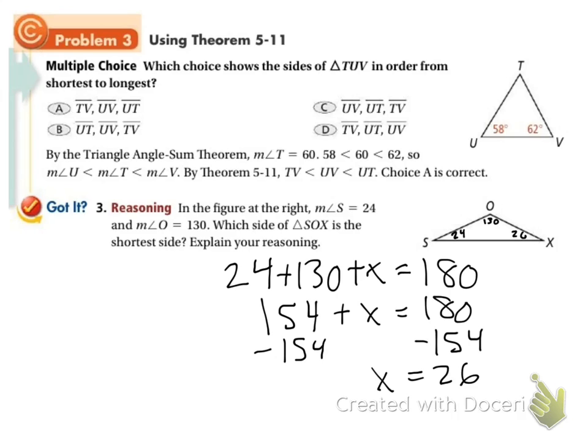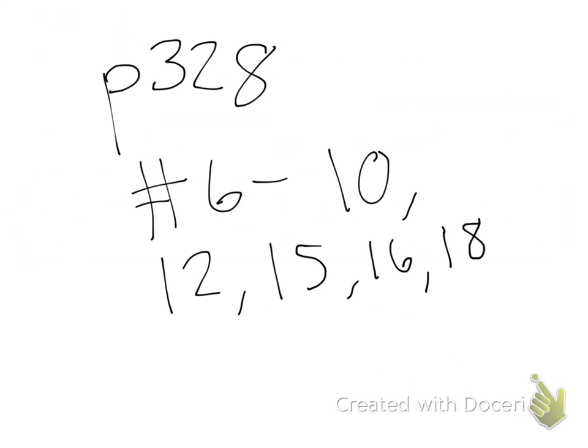So 26. So then my smallest angle is 24, angle S. So the smallest side must be OX. And my biggest angle is angle O, 130. So this must be my biggest side, SX, because it's across from it. And then angle X, the 26, is my medium angle, so this is my medium side. So there's your homework.